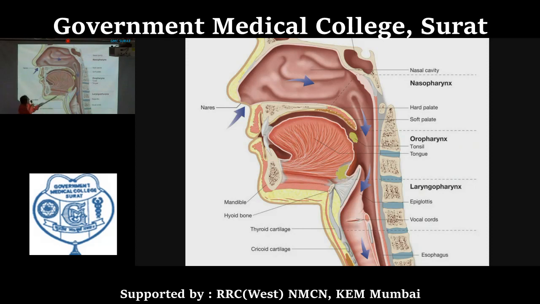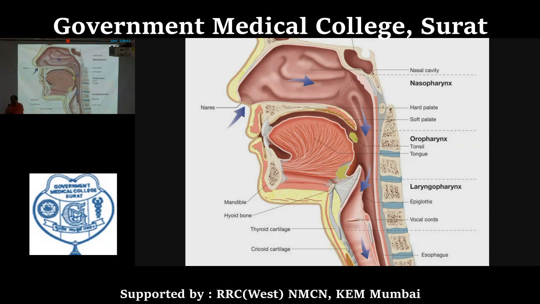In the roof, one important structure is a collection of lymphoid tissue. The roof of the nasopharynx, along with the posterior wall, has a collection of lymphoid tissue deep to the mucosa. This collection of lymphoid tissue is known as the nasopharyngeal tonsil.